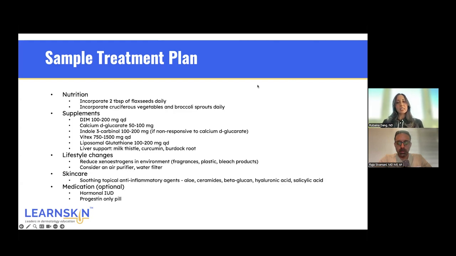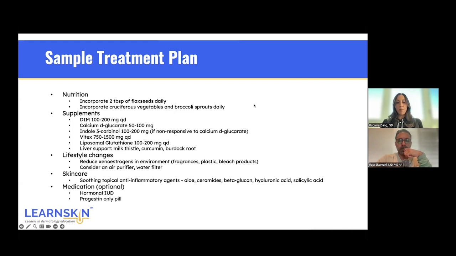And then Vitex is to support that progesterone. Like I mentioned earlier, a lot of individuals have higher amounts of estrogen, and sometimes it is because of a progesterone deficiency. So adding in progesterone support, especially during that luteal phase, can help with boosting progesterone amounts and help with reducing the estrogen dominant symptoms.